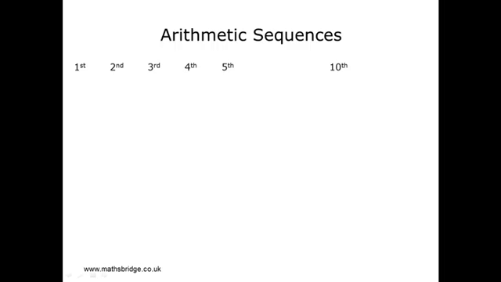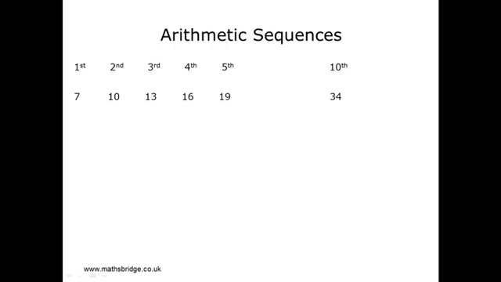First we'll look at what an arithmetic sequence is. If we have a sequence that starts, for example, 7, 10, 13, 16, 19, we soon start realising that there's a common difference of 3. We add 3 each time to get the next term in the sequence. If we did this enough times, we could get the 10th term. In this case it would be 34.